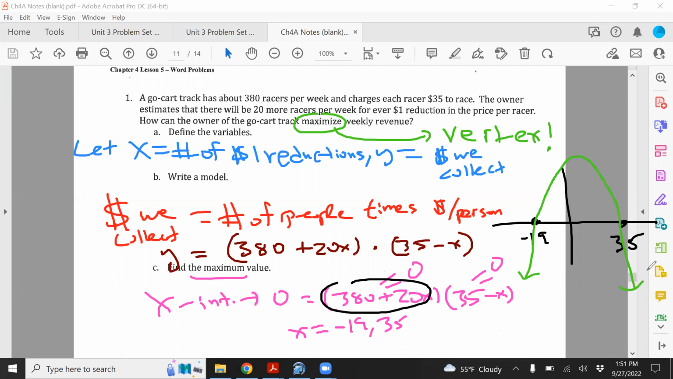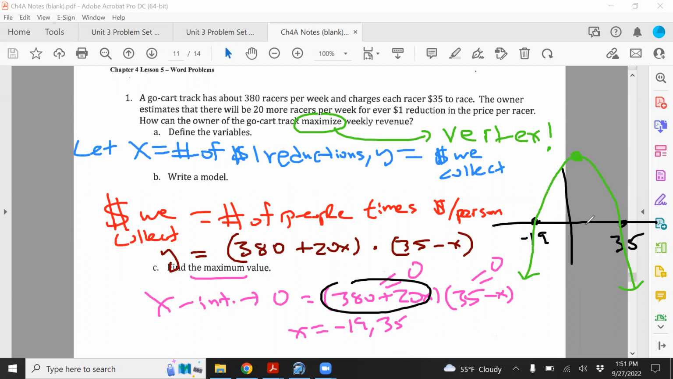So yes, you could have foiled, and I don't know. Actually, it's already factored, and then I think it's just easier to find the x-intercepts this way. Where's my vertex going to be? Where will the vertex be? What do you guys think?